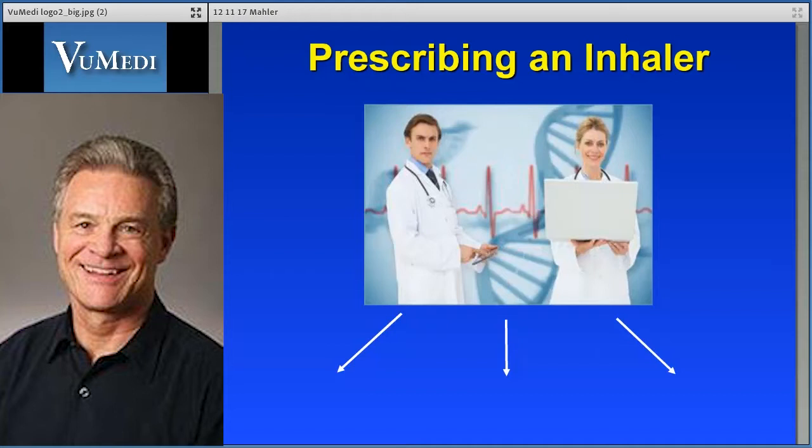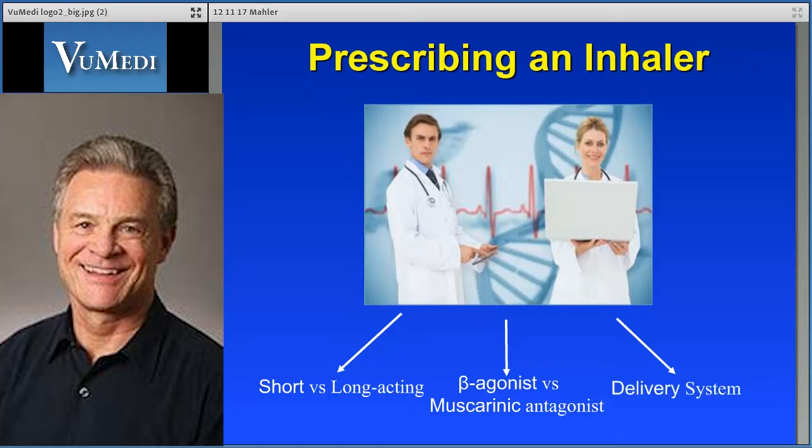When a healthcare professional prescribes an inhaler, he or she has to make three distinct decisions. First, do I use a short or long-acting medication? Second, do I use a beta agonist or a muscarinic antagonist as the class of bronchodilator, or do I combine both? And then third, which is the appropriate delivery system? Today's presentation will focus on delivery system and correct inhaler use.